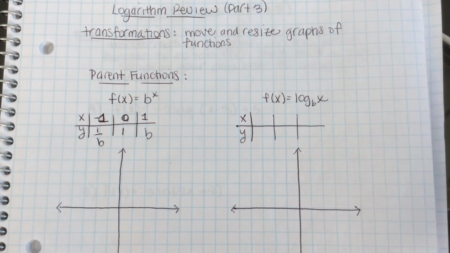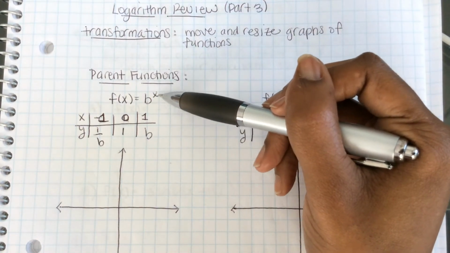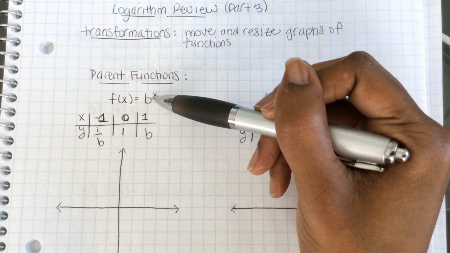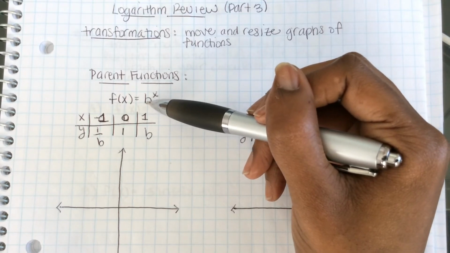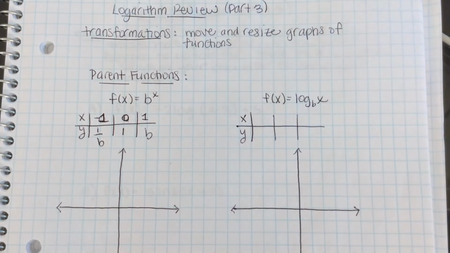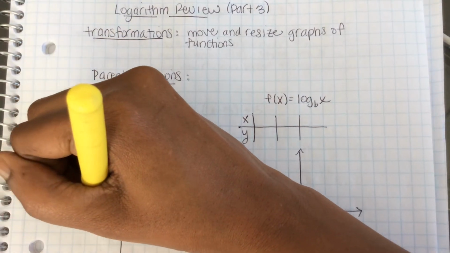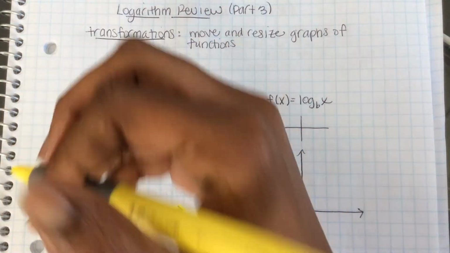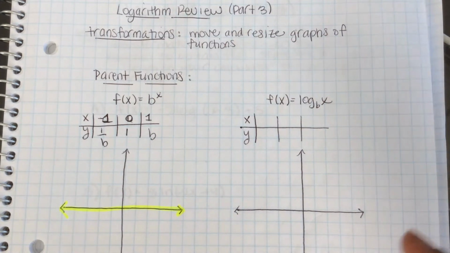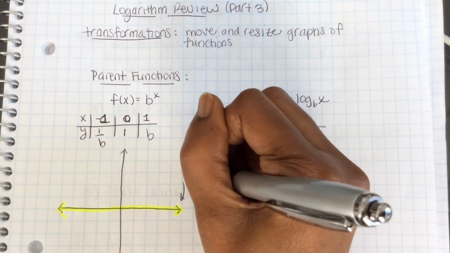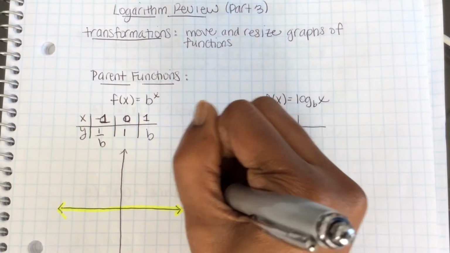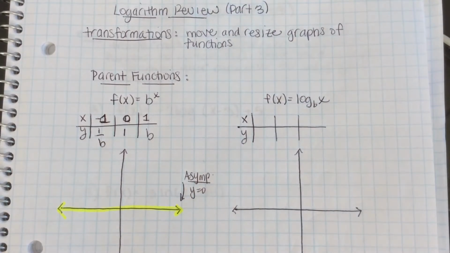So I remember that in exponential equations, there's no exponent I can raise this to that will give me a negative answer or a 0. So I'm going to recognize that there is an asymptote right here on my x-axis. And this asymptote, its equation is y equals 0.